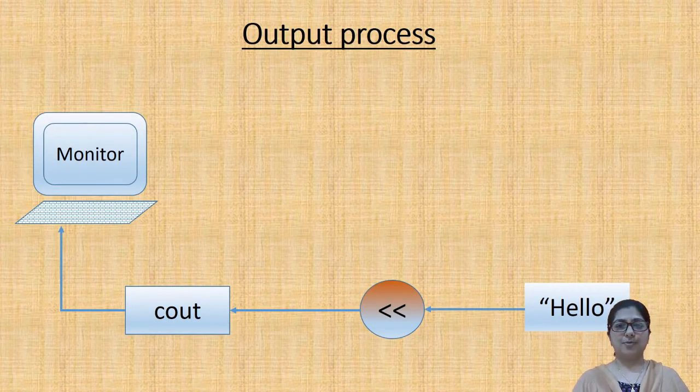Here is the output process. In this, hello string will pass to the insertion operator. That insertion operator passes that string to the cout, and cout will display the same output onto the monitor.